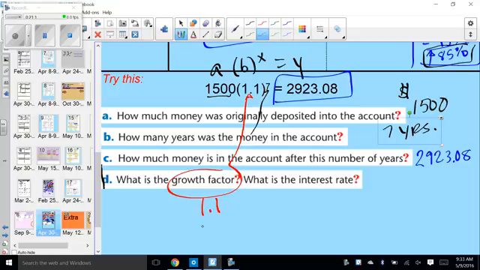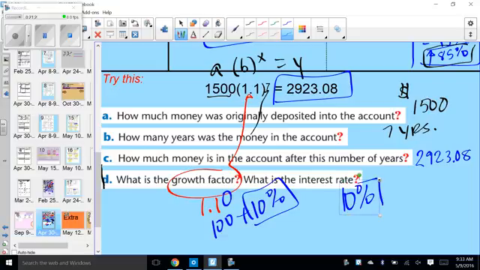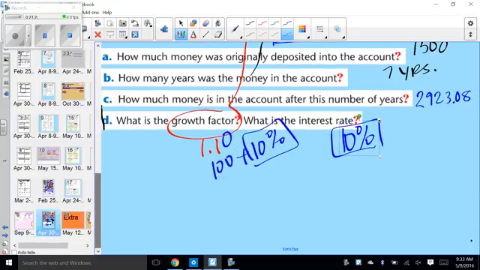And because it's 1.1, it really means we'll put a placeholder here, 100% plus 10%. That's really what we're saying. So the interest rate then is 10% interest. That 0.1 really represents 10% because you get all 100% back plus 10%.